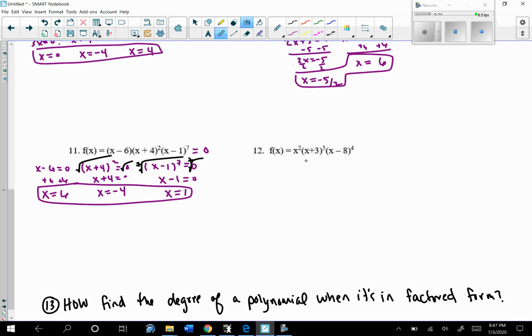Over here, we have to set this equal to 0 and solve. So again, I don't really need to write the powers. If you want to, you can, but it's not necessary because again, the square root of 0 is just 0. So I'm just going to write x plus 3 equals 0 and x minus 8 equals 0. That only works when you're in factored form, remember. So subtract 3, you get x equals negative 3. And then, sorry, that was 0. Over here, add the 8, x equals 8.